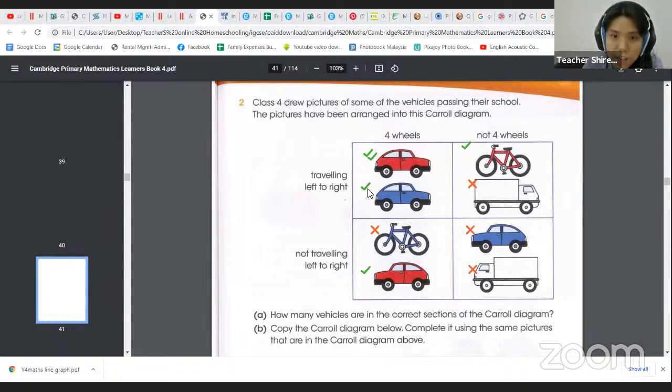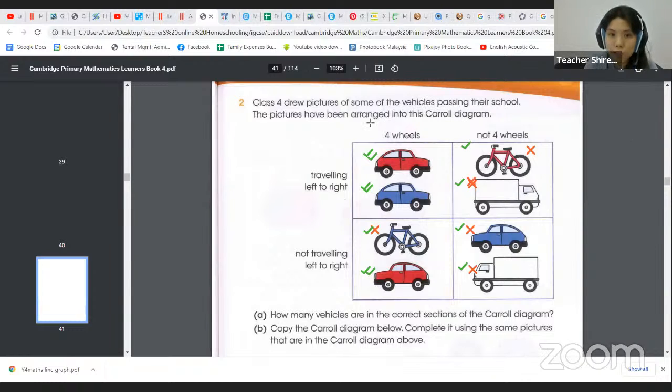Yes, left to right. So this one, not traveling left to right means it's right to left. Right to left. Okay. Good. This one, left to right. All right. This one, no. Good. This one, right to left. So the correct ones are those who fulfill both criteria.